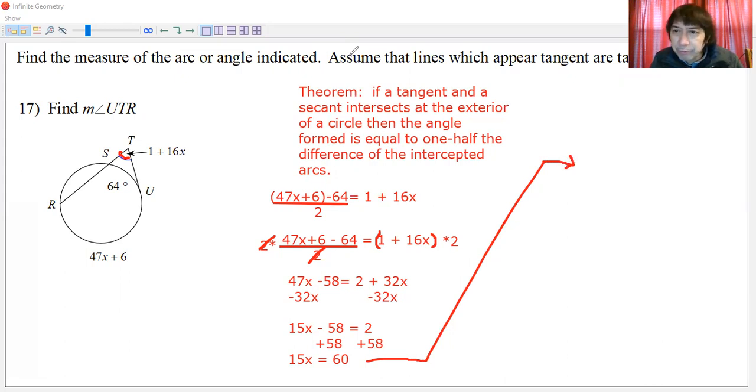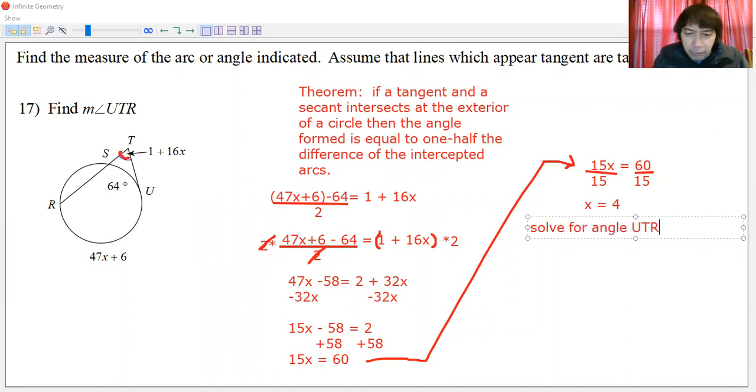All right, we will write 15x equals 60. We will divide by 15. And this will now be 4. Yes, like what I said a while ago, it's a 4. So x equals 4. Yes. That's our x. All right, and so we're solving for UTR now. UTR is 1 plus 16x. All right, so solve for angle UTR.